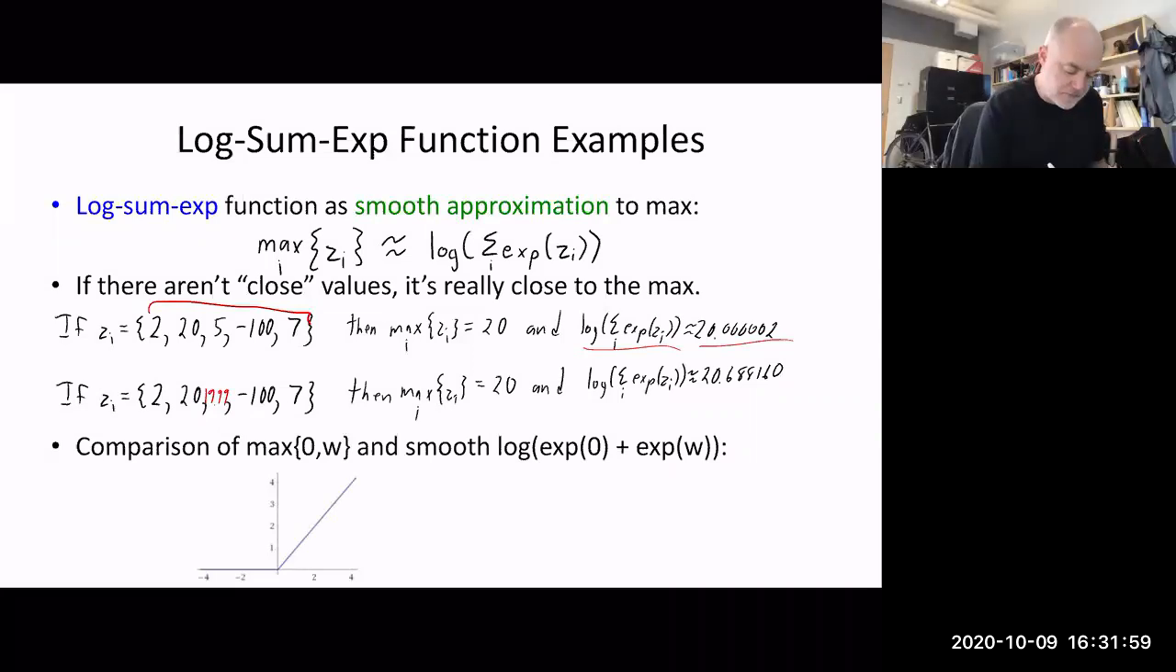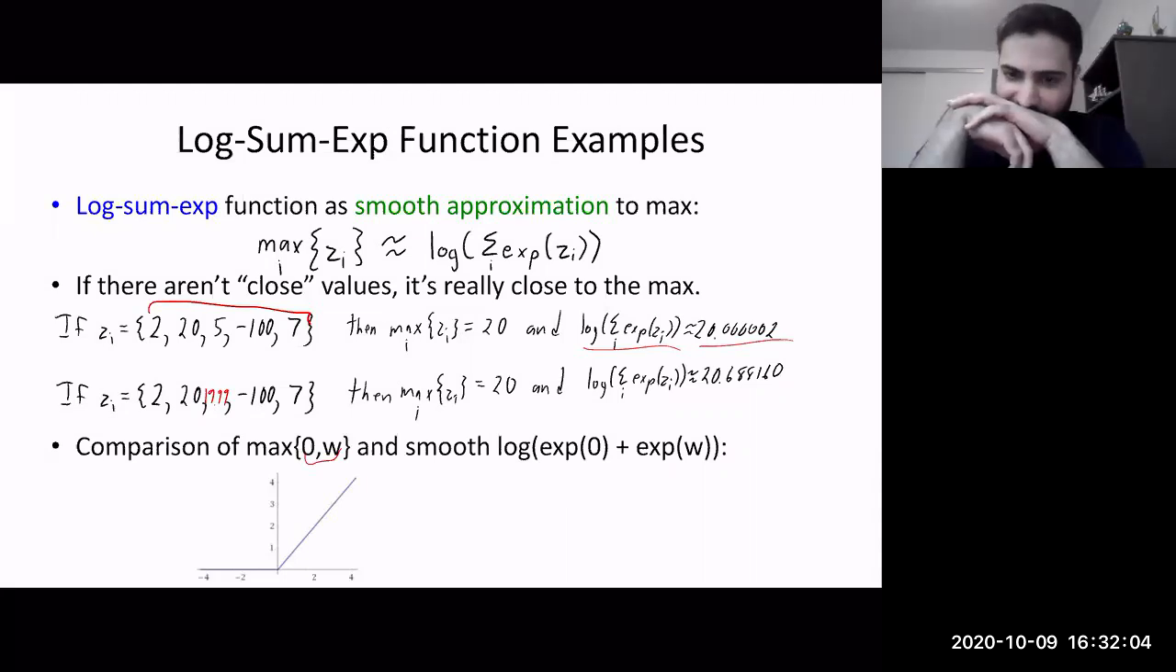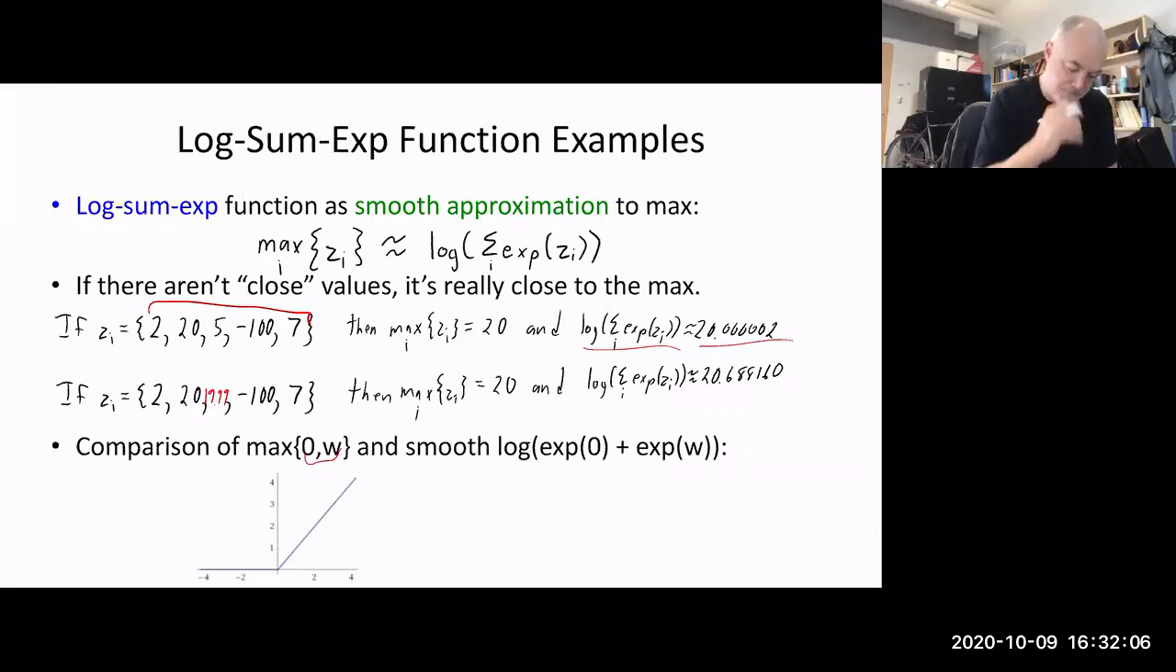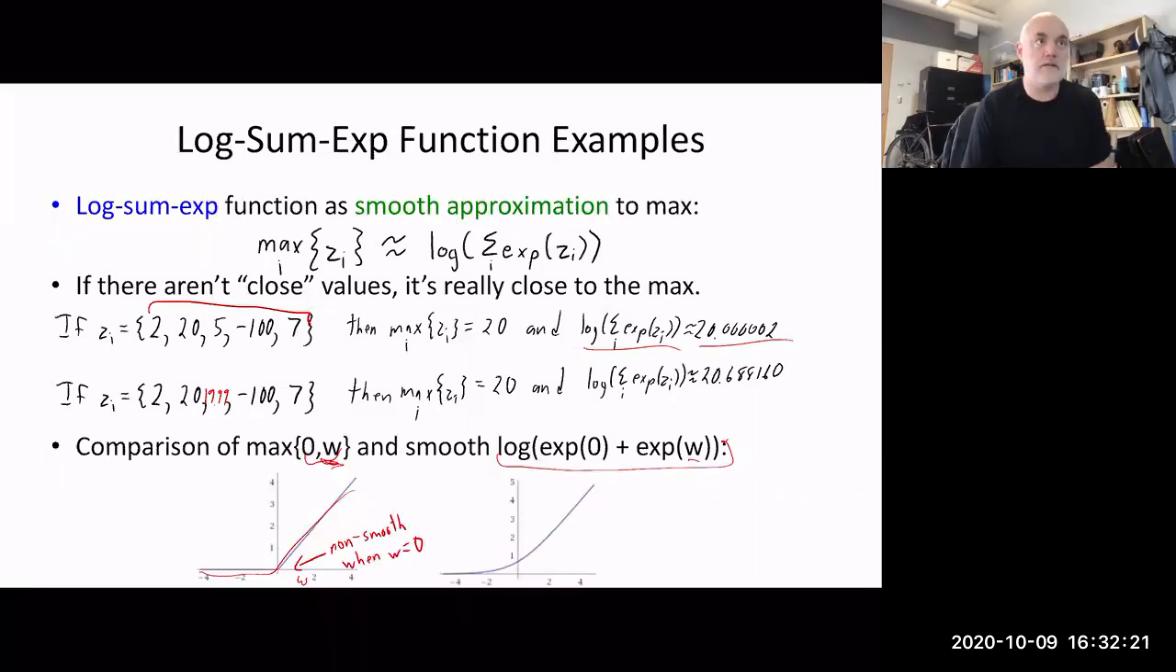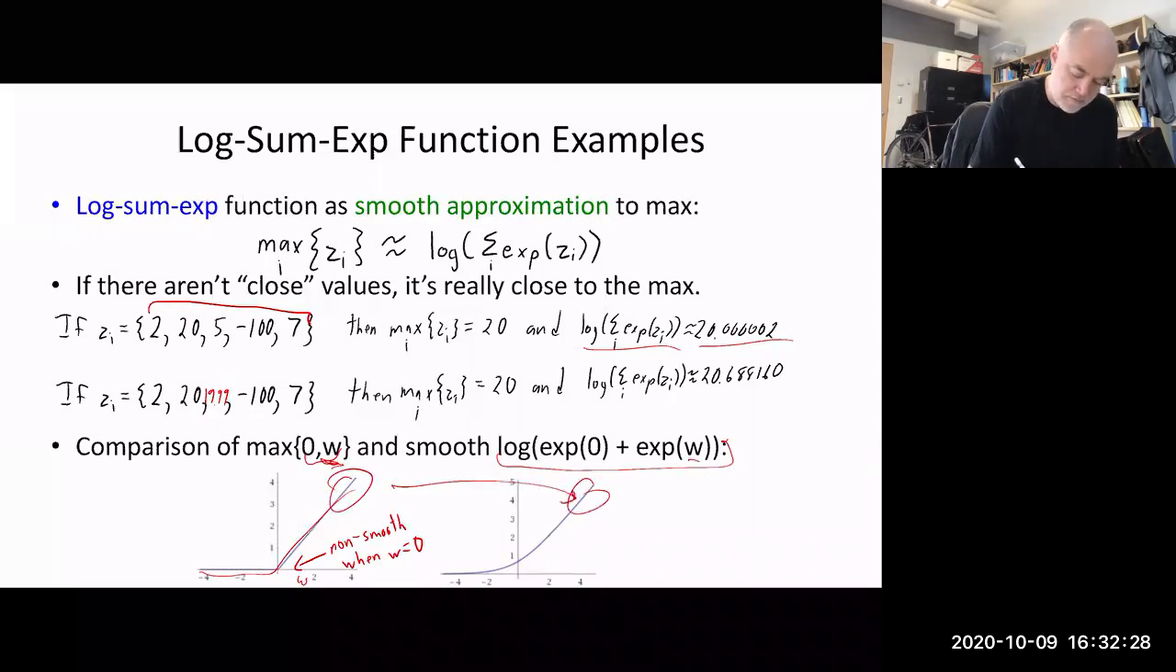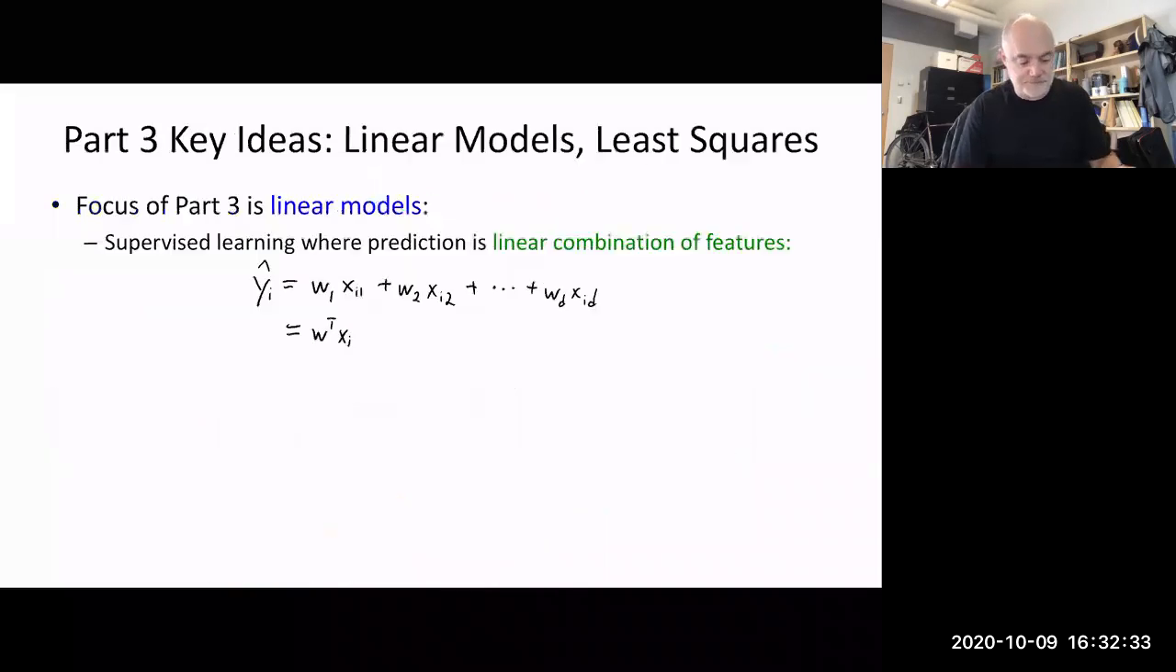If we look at max(0, w) as a function of w, this is what it looks like. And if we look at log-sum-exp as a function of w, this is what it looks like. So it's an over-approximation to the same function, and you'll notice that these get very, very close.